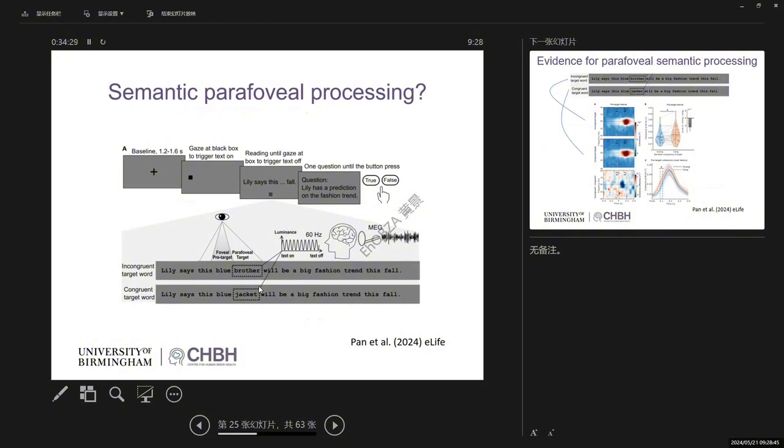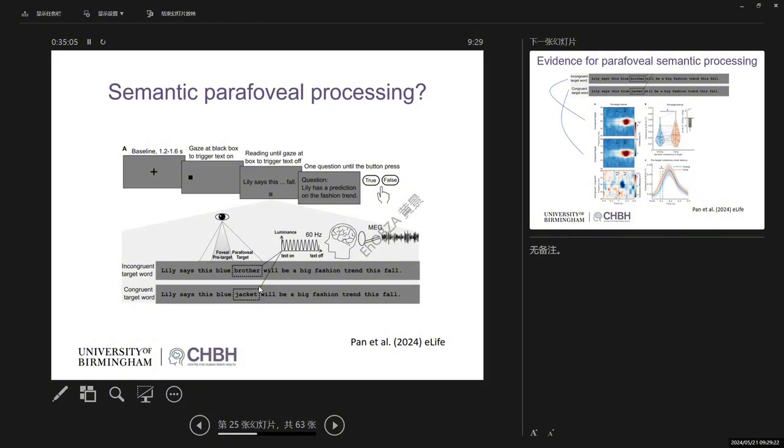So what we do is that we have sentences in which there's a word being incongruent with the prior part of the sentence. So Lily says this blue brother will be a big fashion trend, right? This doesn't make sense. Blue brother doesn't make sense. Lily says this blue jacket will be a big fashion trend. That makes sense, right? So the question is, when we have words that do not fit into the sentence context, how does that reflect the frequency tagging?